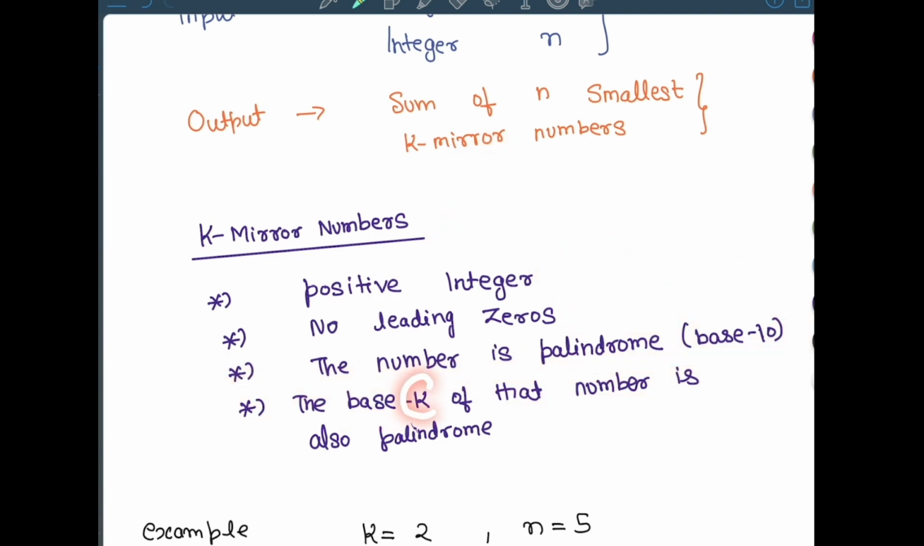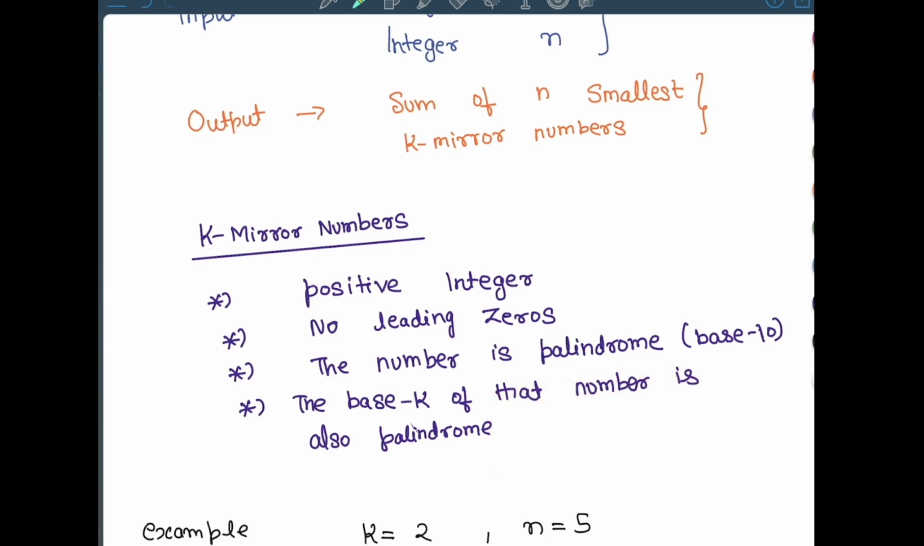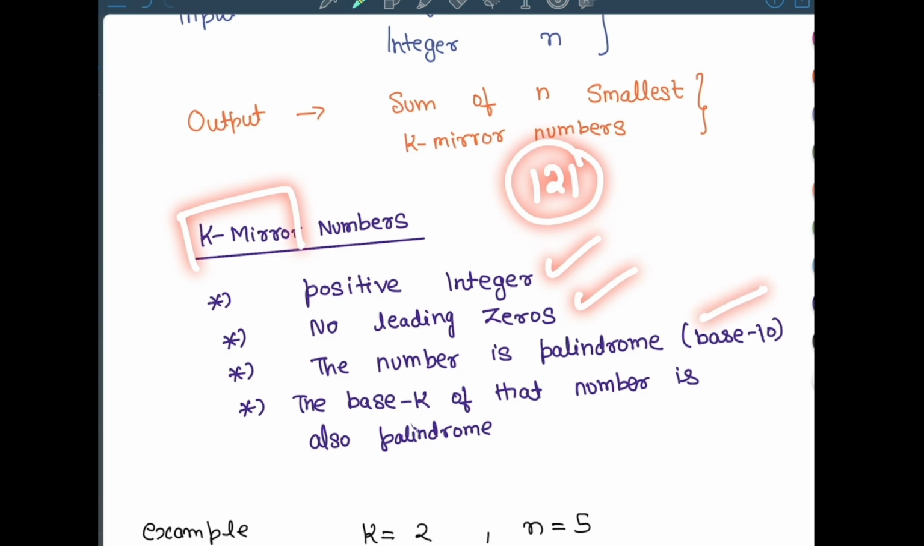Here, the value of k is important. The value of k can be 2, 3, up to 9, starting from 2 up to 9. It's given in the problem itself, in the constraints. Now let us say the value of k is 2. It means that if you want to check whether 121 is a k-mirror number or not, then these 3 points are fine. Check the fourth point.